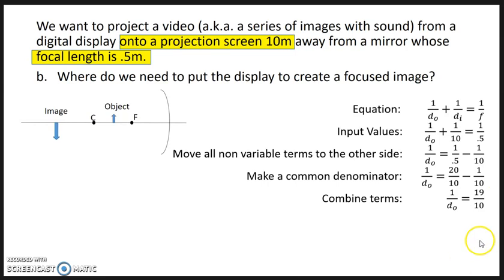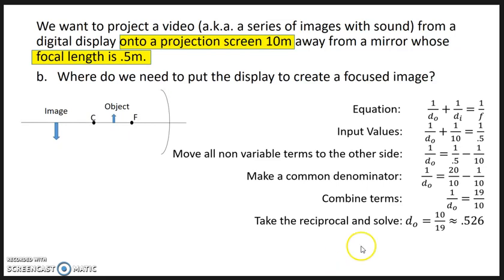But be careful, this is not our stopping point, because this is 1 over the object distance. We need to solve for the object distance, not 1 over it. So we must, since this is the reciprocal, take the reciprocal of it and thus flip it to find what its value is. So we flip it, so now it's 10 over 19. This equates out to 0.526 roughly.